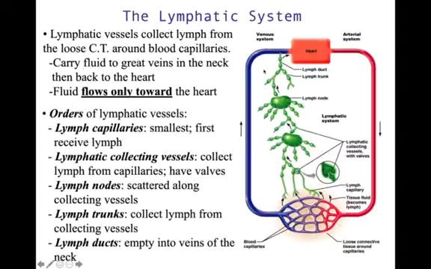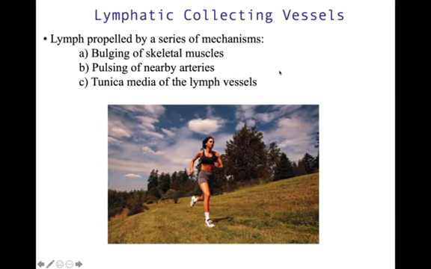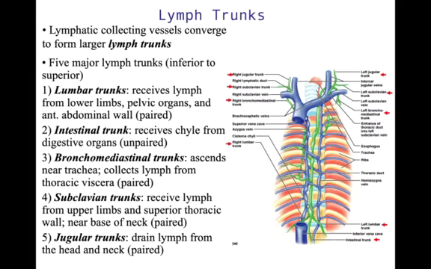All right, so what happens when lymphatic collecting vessels merge? Okay, so we go back to this slide here. When one lymphatic collecting vessel and another lymphatic collecting vessel merge, you form what's called a lymph trunk. All right, so in your body, you have 5 major lymph trunks. Starting inferiorly, starting at the bottom here, let's start off with the lumbar trunks. The lumbar trunks are paired. You have a right lumbar trunk and you have a left lumbar trunk. So this is going to receive lymph from your lower limbs, from your legs, from your pelvic organs, and from your anterior abdominal wall.